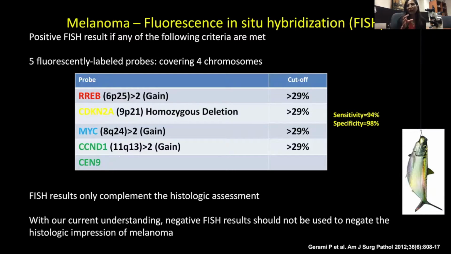When we see borderline cases, as I mentioned before, we can go for ancillary study. Again, those ancillary studies are just to complement, not to go against the histology features. With our current understanding, a negative FISH result should not be used to negate the histology impression of melanoma. Let's say you think of melanoma and you do the FISH and the FISH is positive, that means favoring a malignant melanocytic lesion. Of course, that's good for you. It supports what you think based on the histology or the immunohistochemical features. But let's say you are pretty much sure histologically and immunohistochemically that it is melanoma, but FISH is negative. Can you go against your histology assessment? No. Keep in mind, FISH only complements the histology assessment. It should not be used to negate the histology impression of melanoma just by seeing a negative FISH result.